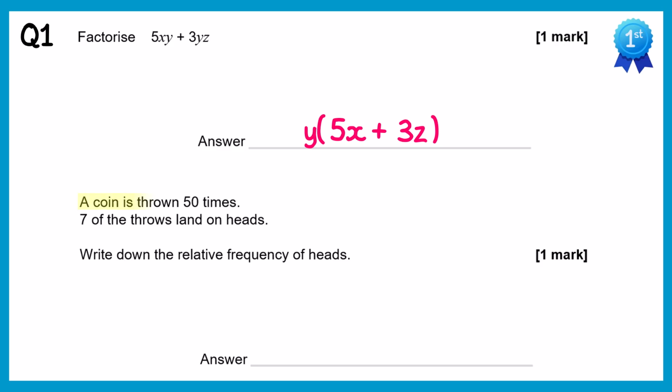In question 2, we've been told that a coin is thrown 50 times. 7 of those throws land on heads, and we need to write down the relative frequency of heads. To write down the relative frequency, we just need the number of times it lands on heads as a fraction of the total number of times that we threw the coin. So it's simply 7 over 50.